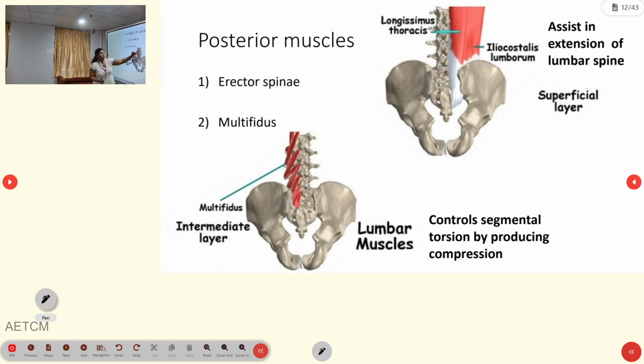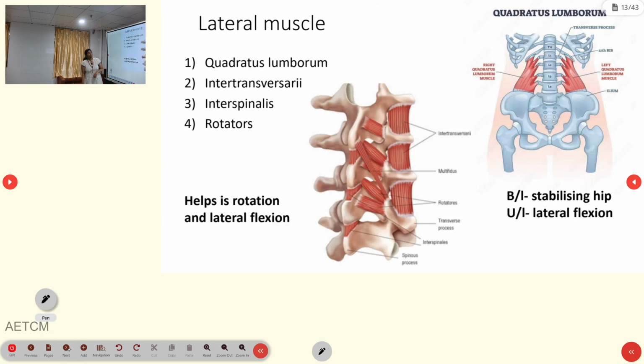These muscles attach between the sacrum and the lower part of the lumbar spine. The main action or function of the multifidus is that it controls segmental torsion by producing compression. It produces compression and controls segmental torsion.